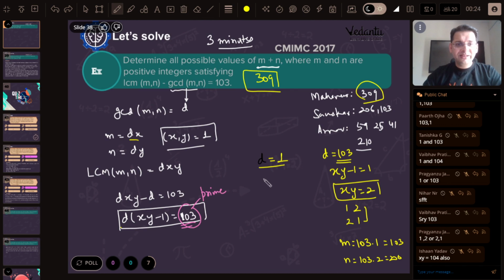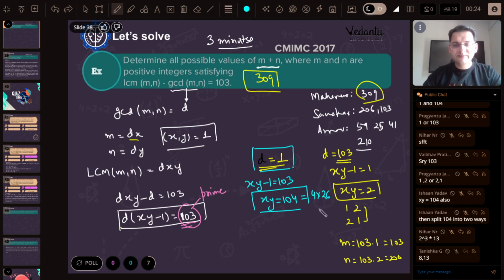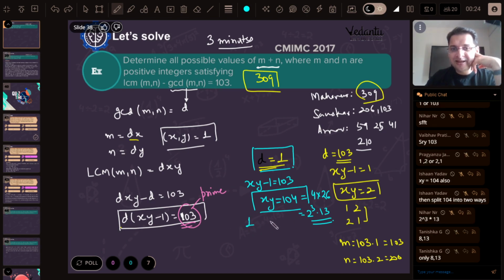Okay. Now in this case, guys, let us look at the second case, if d is equal to 1. So xy minus 1 is going to be 103, giving us xy as 104. 104 is 4 times 26, or 8, which is 2 to the power 3, times 13. So what are the possible values of x and y? x and y should be co-prime. This is important. So one of the values is going to be 1 and 104.